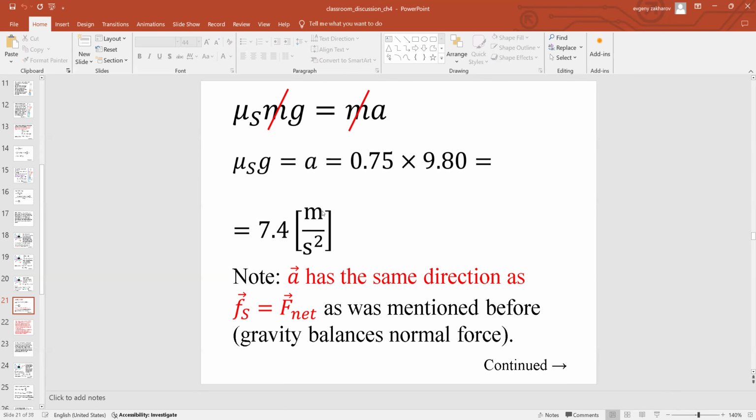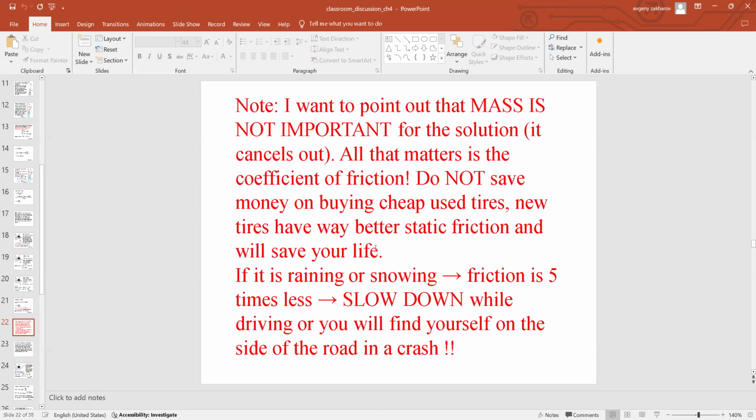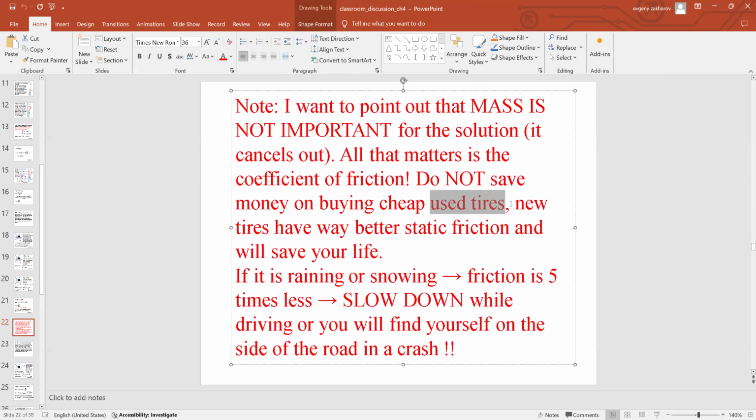So once again, it's not about the mass, it's only the coefficient of friction between the tires of your vehicle and the surface of the freeway. So first thing, do not buy used tires. Get the new ones that have the best possible coefficient of friction, and it might save your life, and you will not get into an accident.